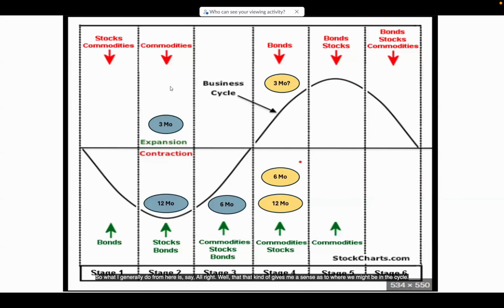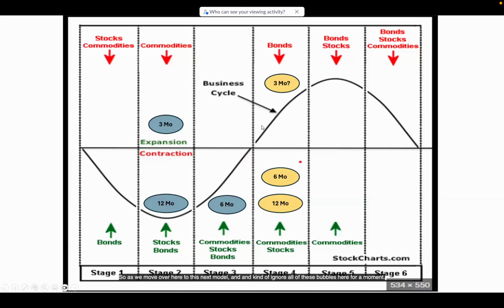Okay. So what I generally do from here is say, all right, well, that gives me a sense as to where we might be in the cycle. So let me look at the next model, which is sector rotation, and see if it's showing me similar information, or again, if I'm getting a different story. Most often, it's going to confirm between these two different models. But as you are about to see, again, it's a very mixed situation.